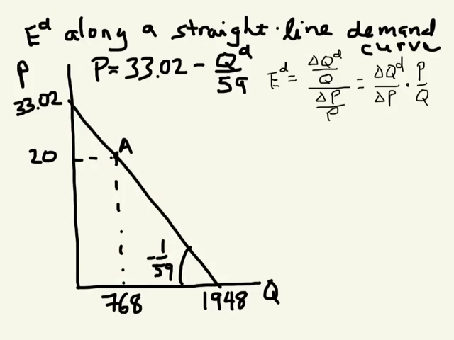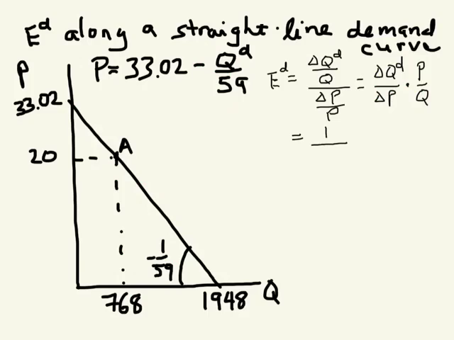All right, so far so good. What does that have to do with calculating elasticity when you have a straight line? Well, check it out. It turns out this delta QD over delta P is the reciprocal of the slope of this line. We have P as our dependent variable, Q as our independent variable. The slope, rise over run, delta P over delta QD, is this negative 1 over 59. So delta QD over delta P is 1 over that slope. And this is always going to be true for a straight line demand curve. So here's the formula.